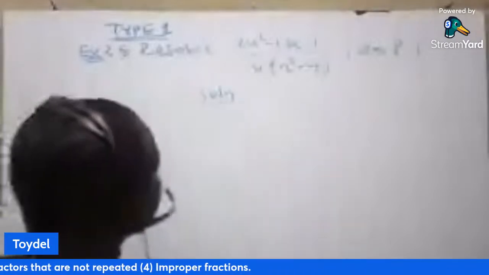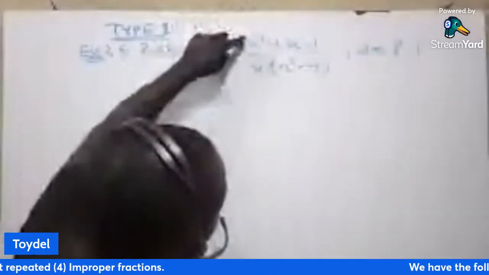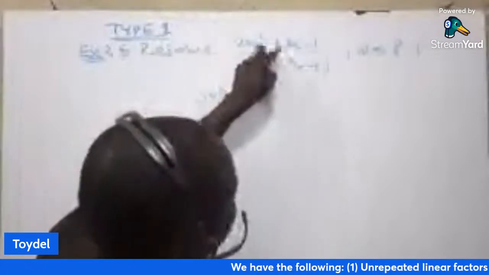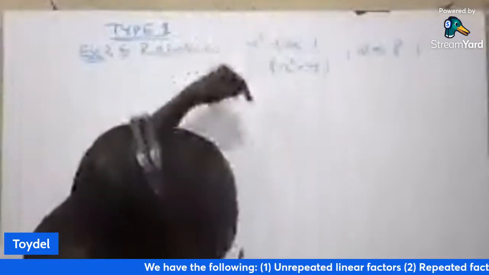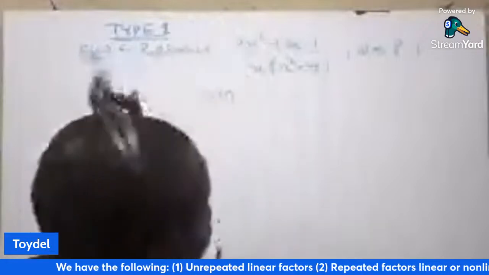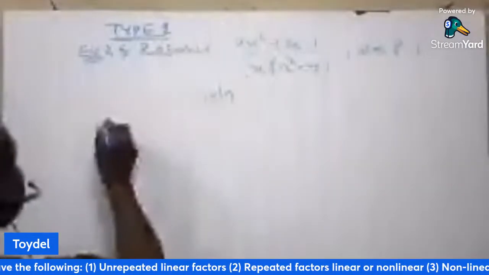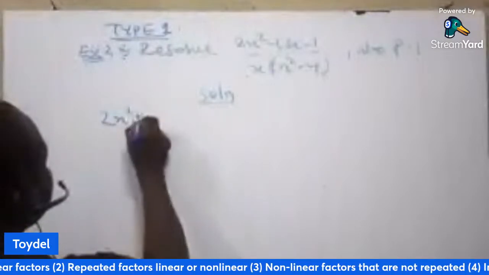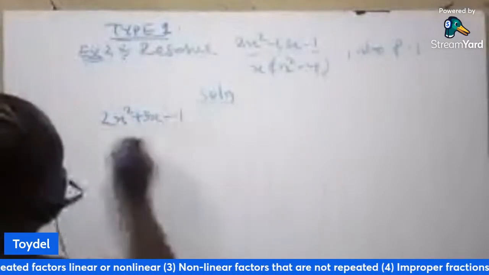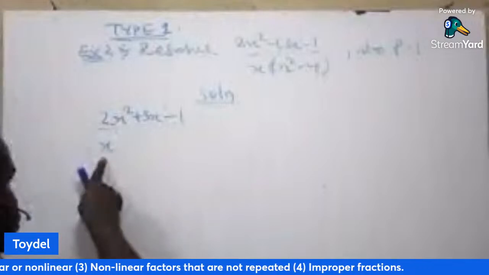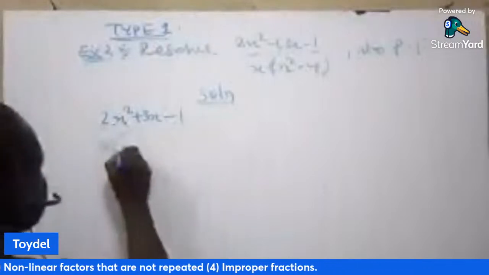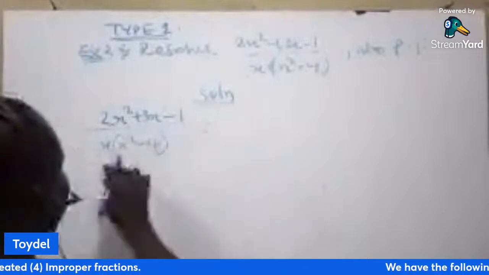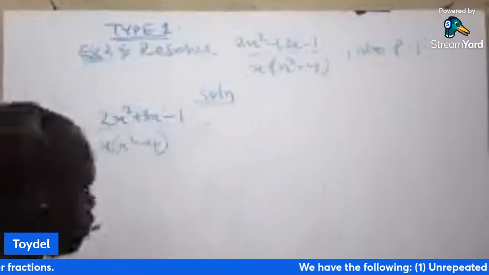The highest degree of x at the numerator is 2. But if I multiply x by x squared, I'm going to get x cubed. So the degree is 2 over 3. This is improper. I'm talking about the degree of x. So in this case, 2x squared plus 3x minus 1 all over x is one factor on its own. Then we also have x squared minus 4. That's another factor.